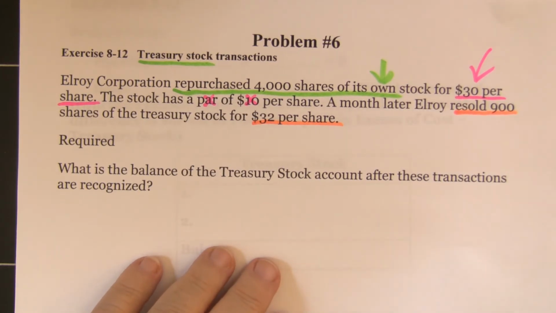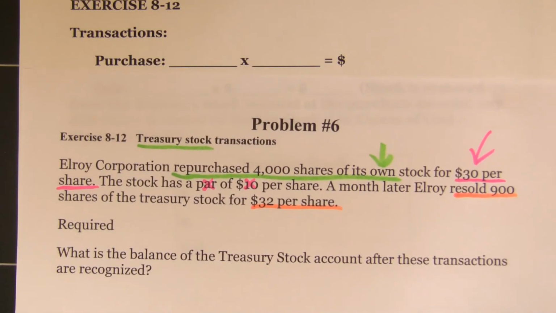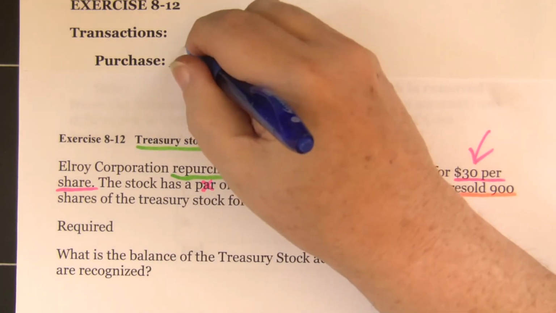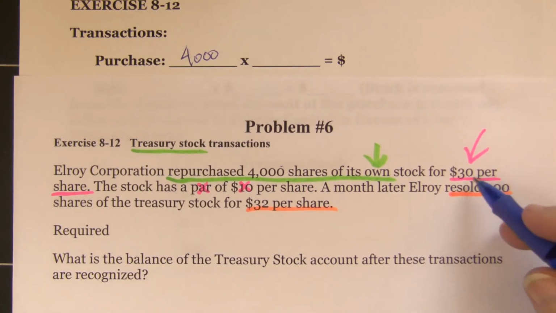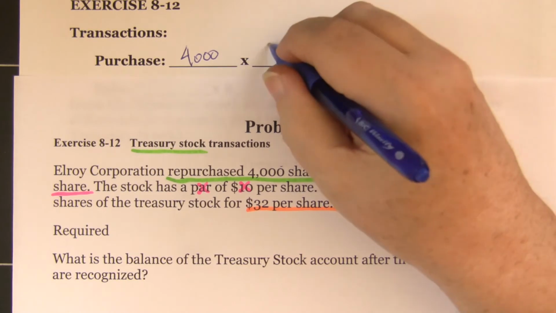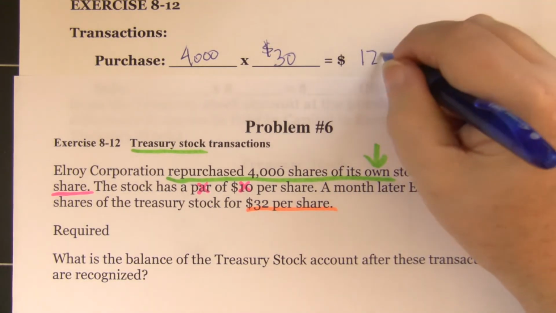So let's take a look at these couple of transactions. First, we're going to buy it. So we're going to buy 4,000 shares, and we're going to pay $30 per share. That's really the only number we care about. That's 120,000.